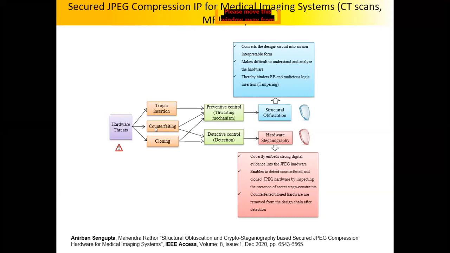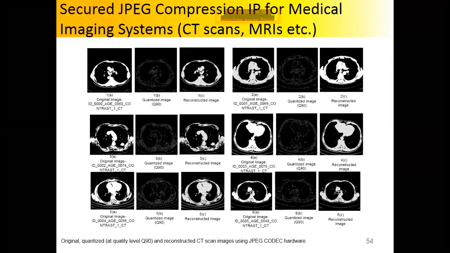The second is known as detective control, because here we are not trying to do any active mode of protection by doing preventive control. We are doing a passive mode of protection by detecting if the piece of hardware that is used is authentic or pirated. Next slide, please.